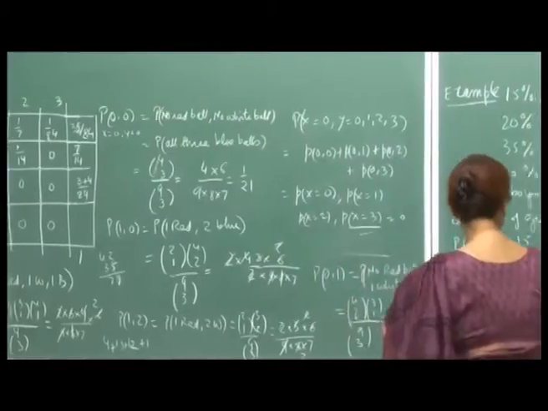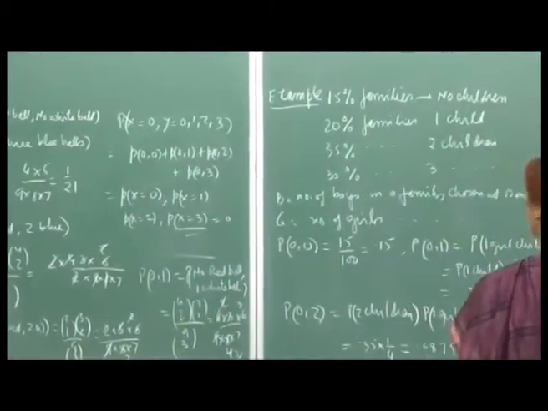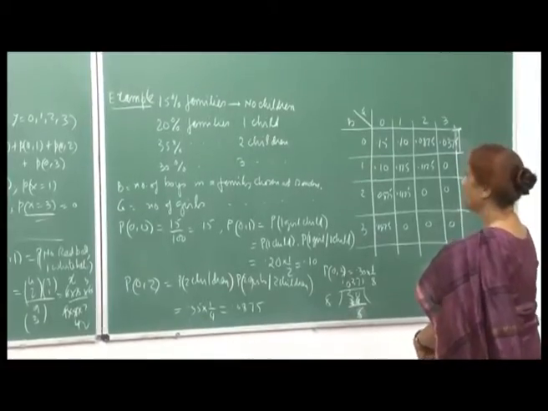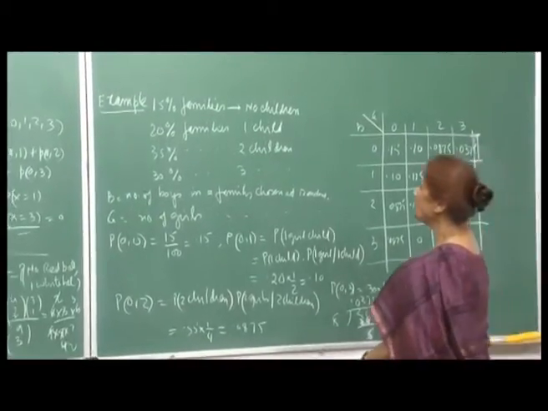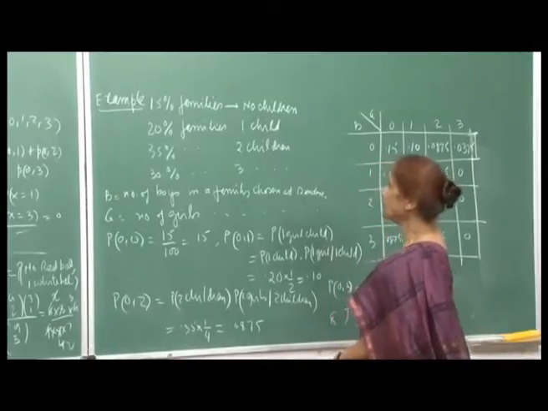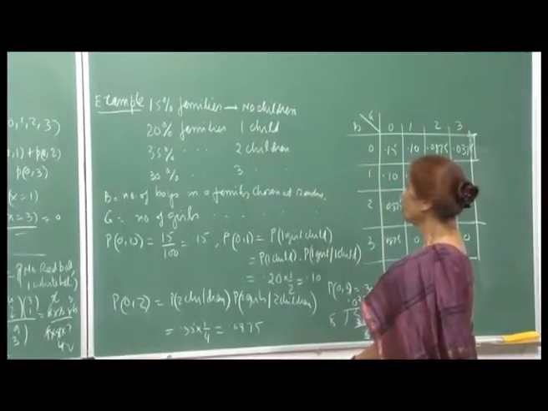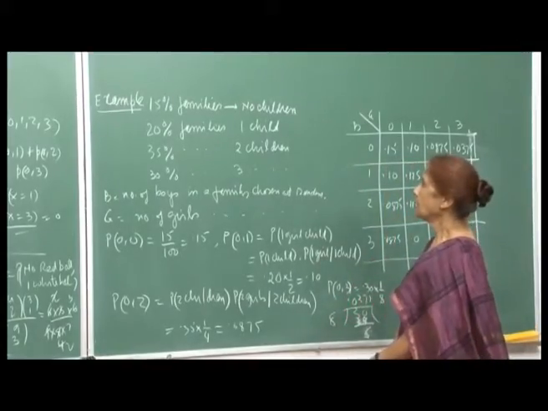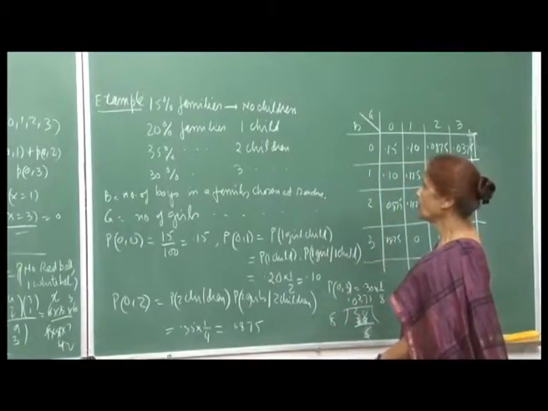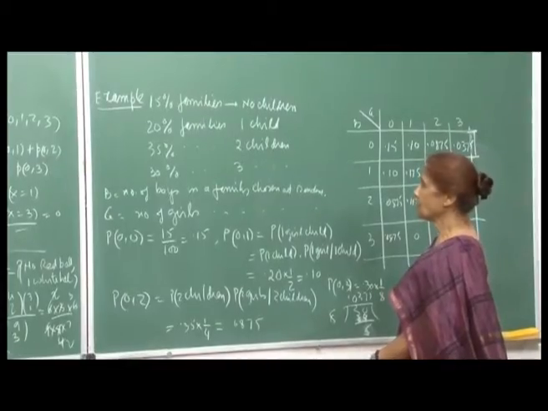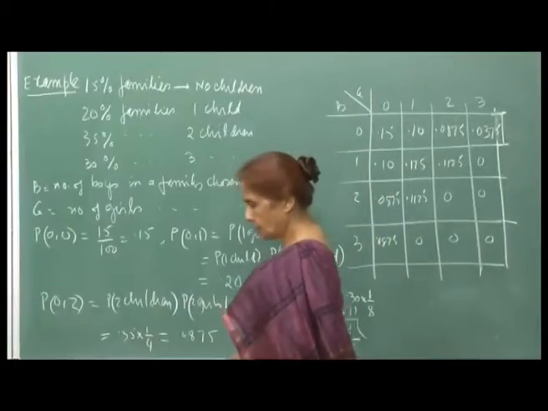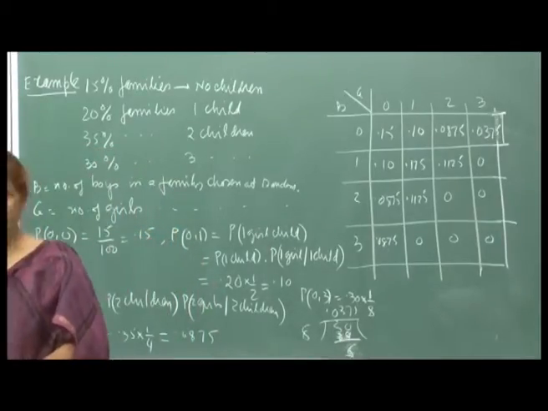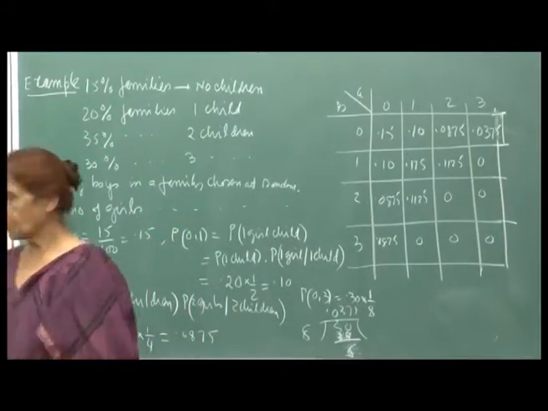Now, take another example, so that I want to make sure that you understand how the calculations are being done. This is an example in which there is a community in which 15% of the families have no children, 20% of the families have 1 child, then 35% of the families have 2 children and 30% have 3 children. Now, the probability of the child being a boy or a girl is the same. That means it is half.